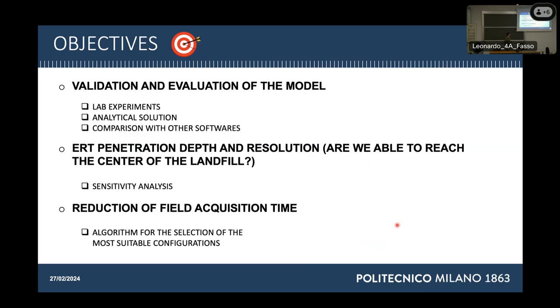Everything is the validation. We will do the validation through comparison with lab experiments, comparison with other software, and analytical solutions present in literature. Then we will do a sensitivity analysis to understand if we are able to detect, for example, the presence of a wall in the center of the landfill. And then we will use and develop an algorithm for the selection of the most suitable configuration. I will explain this later.